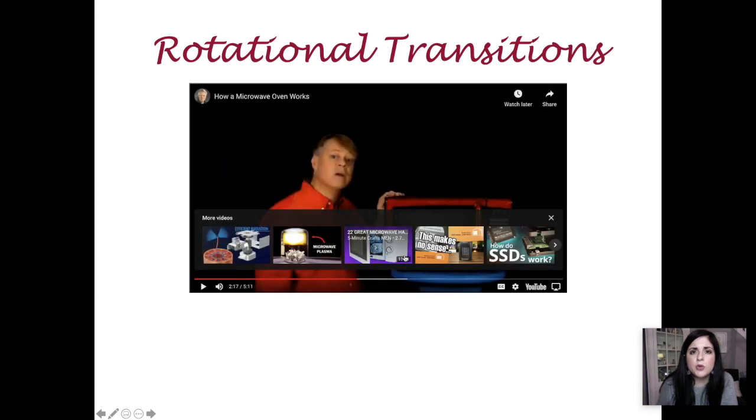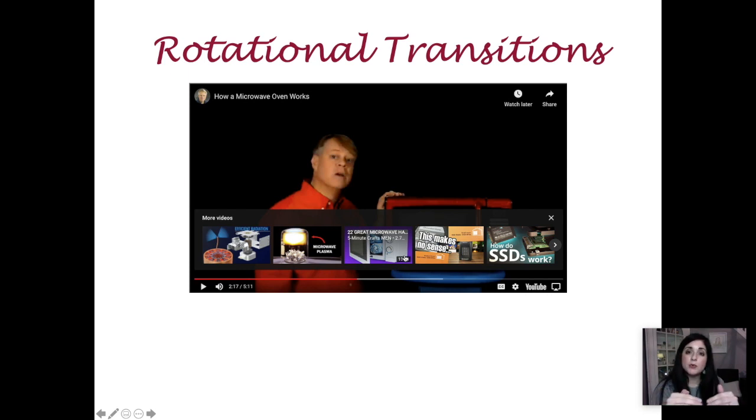Now, notice the difference between vibrational and rotational. Vibrational transitions are when the bonds are moving. Here, bonds aren't moving, they're in place. There's not enough energy being put in for those bonds to move. In this case, the molecules are just rotating a little bit. The way a microwave works is you input microwave radiation, which is actually less energetic than infrared, visible, and ultraviolet.